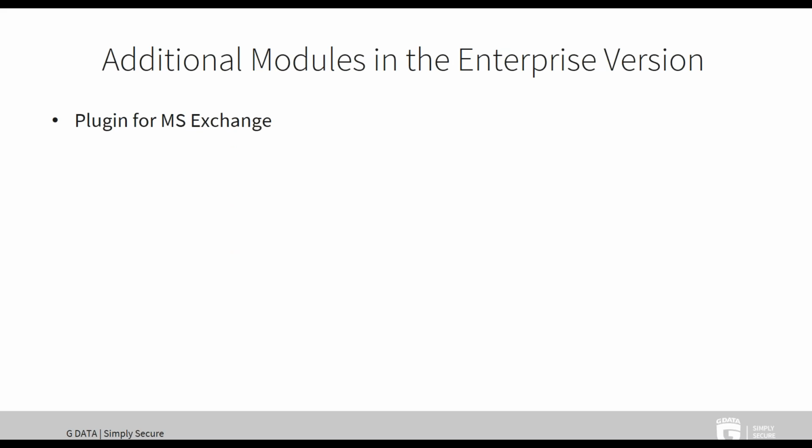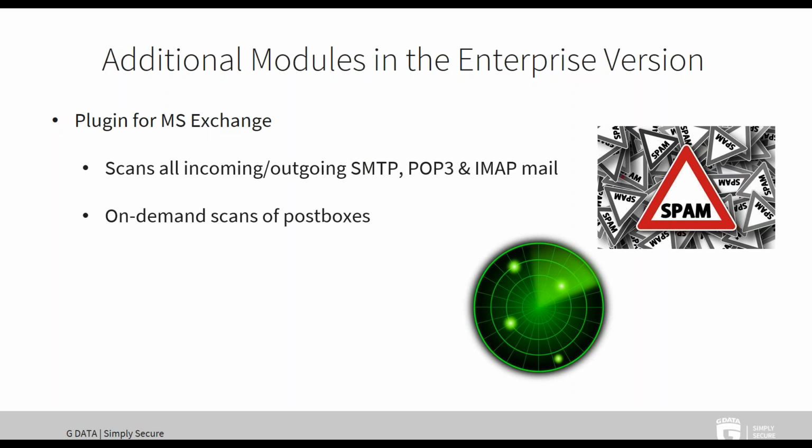The additional modules for the enterprise version, as I already said, would be the mail security. That's a program that is able to do spam filtering, phishing filtering, and has antivirus features. Also, it provides you with a plugin for Microsoft Exchange that scans all incoming or outgoing email traffic and enables you to do on-demand scans of mailboxes. This plugin is also integrated into the management console, which I'm going to show you later.